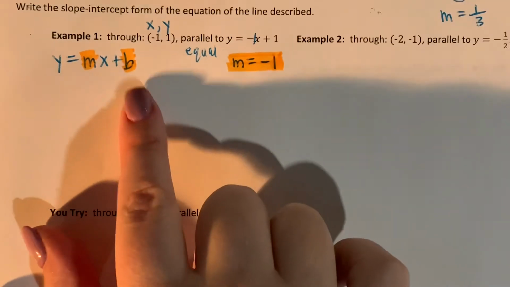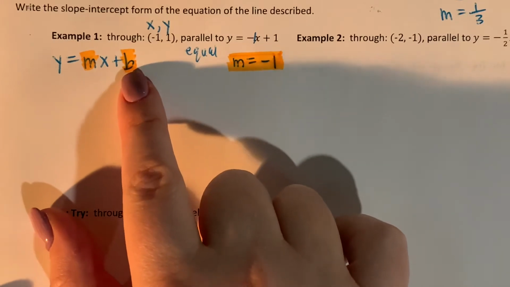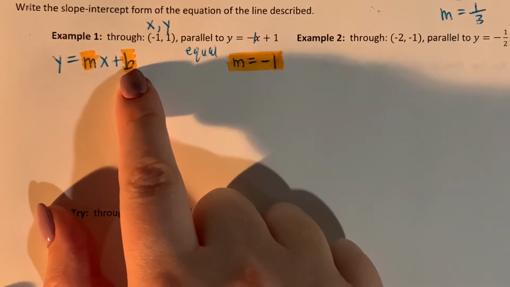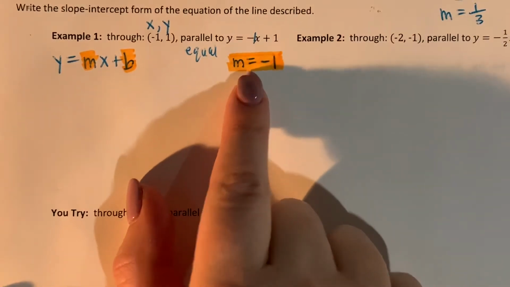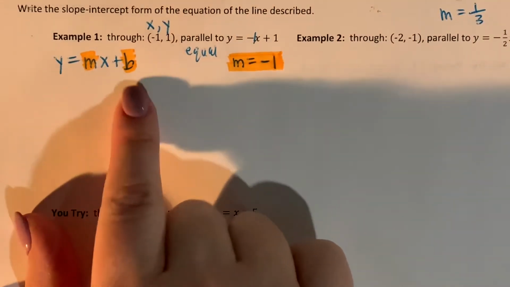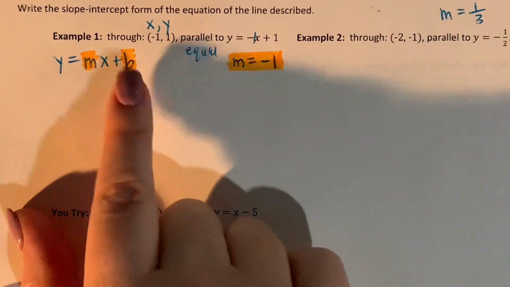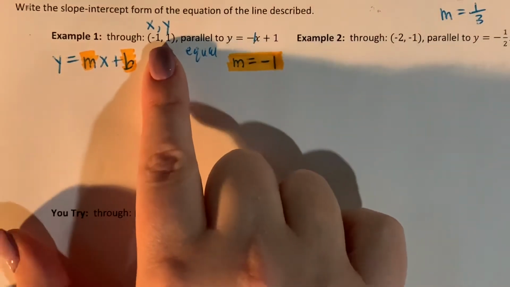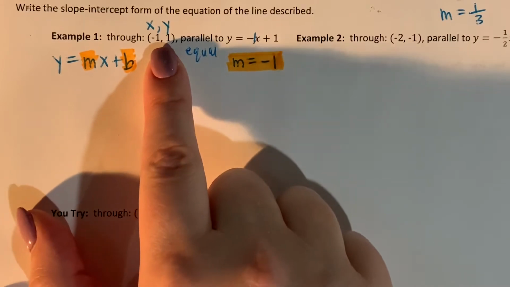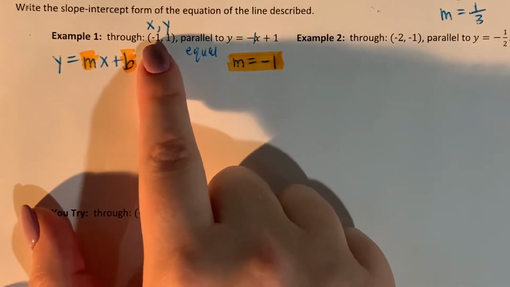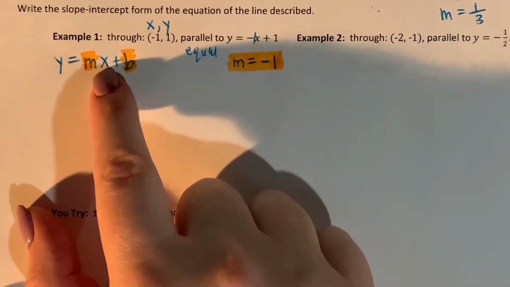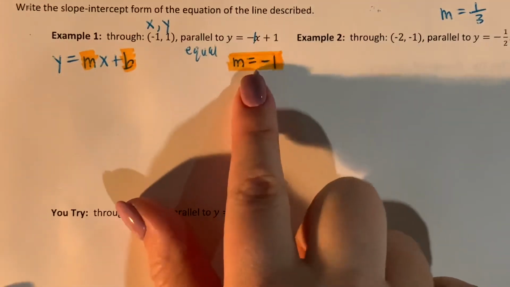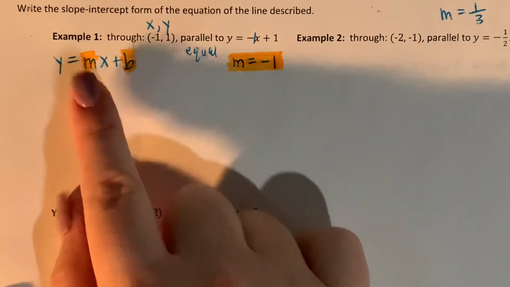The only other piece I need to find in order to write my final equation is what is my y-intercept, or my b. So I know the m, and somehow I need to be able to plug into this form to find b. Notice I was also given this point, x comma y. So what I can do is plug this x value in for x, this y value in for y, and our slope that we know in for our slope.